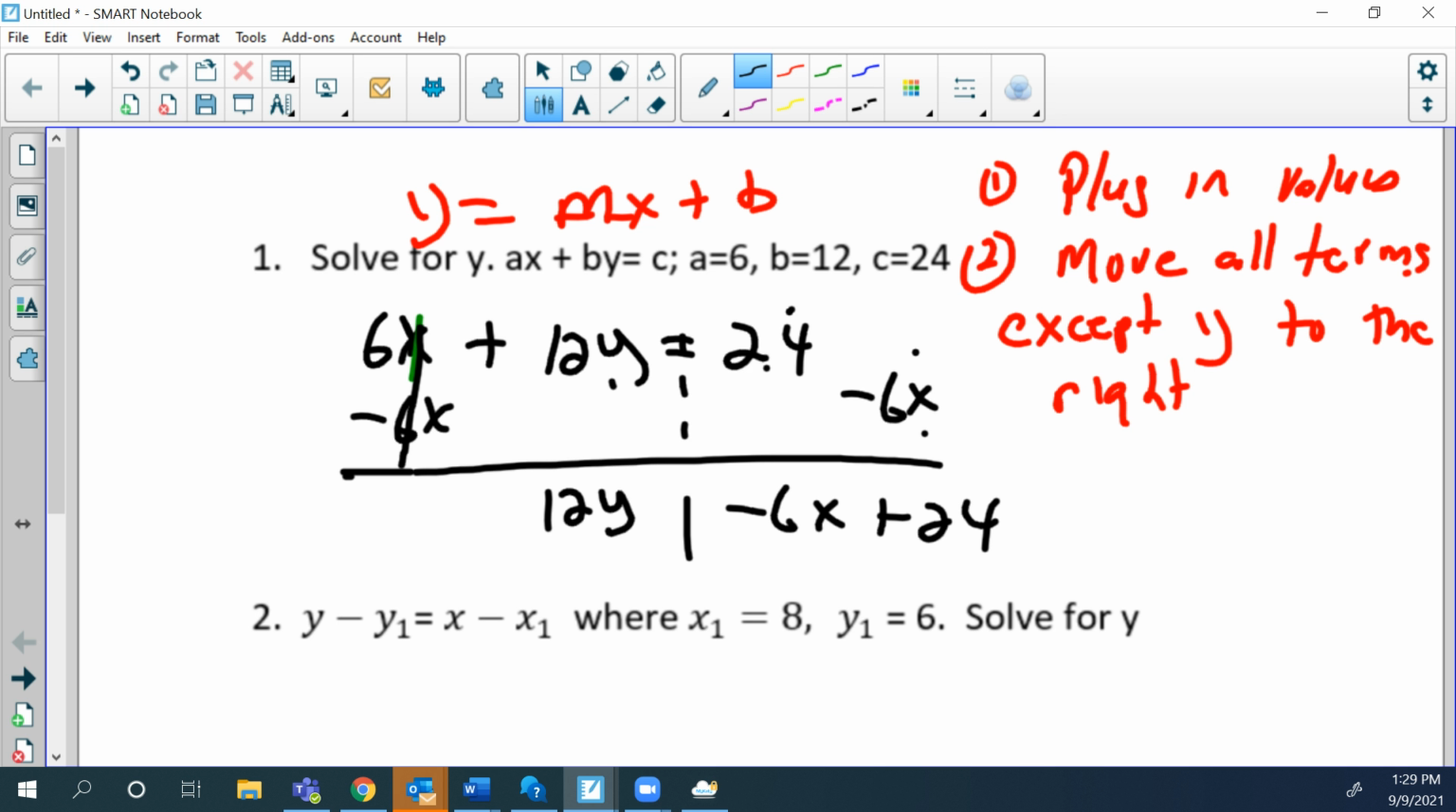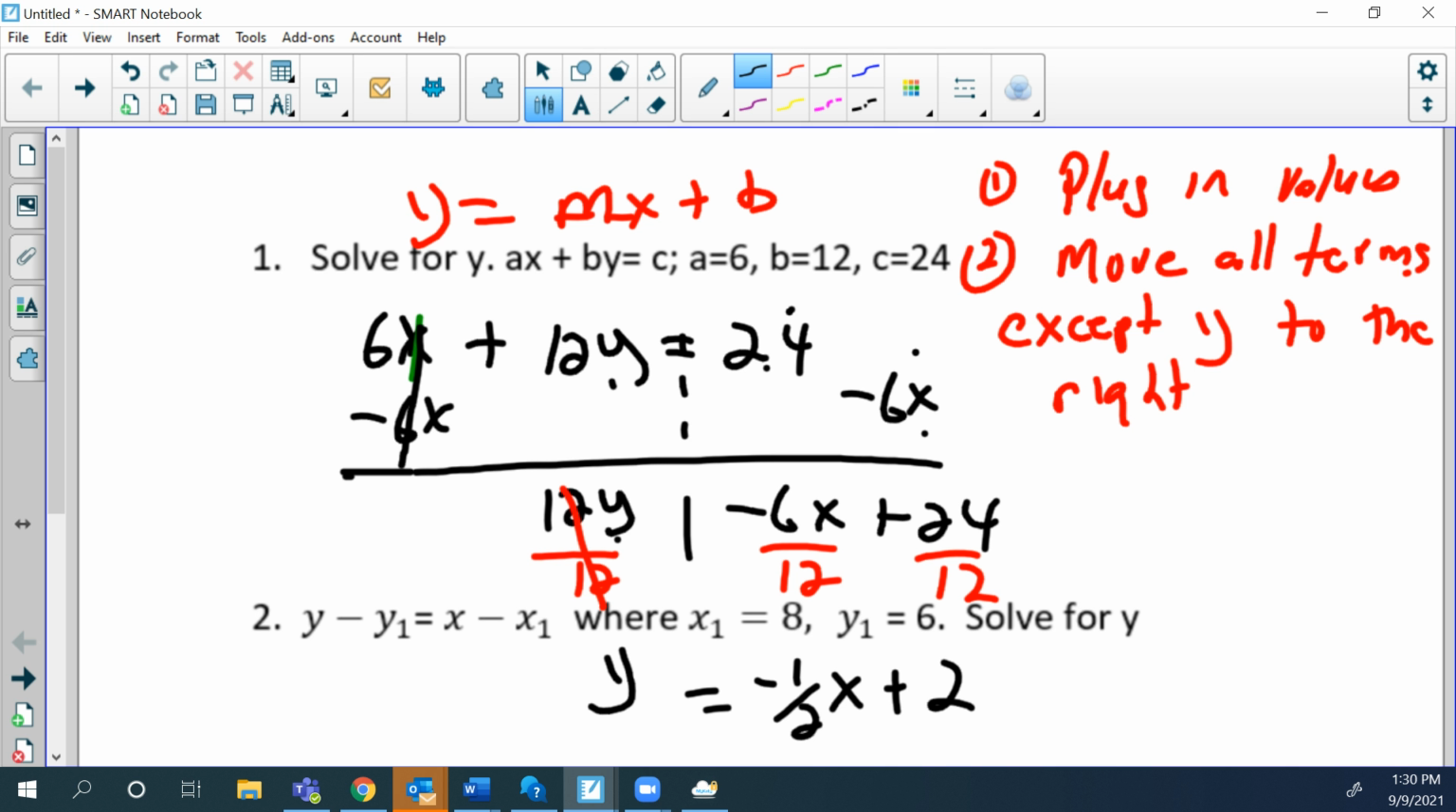Now, I want y by itself, so all I'm going to do now is divide everything by 12. Divide this by 12, divide this by 12, and divide by 12. So the 12 goes away. All I'm left with now is y on the left side equals 6 divided by 12 is 1/2, so negative 1/2 x plus 24 divided by 12 is 2. All right, so that's the equation right there.